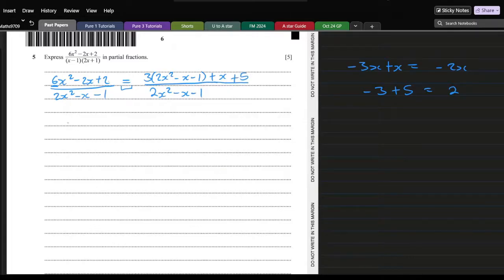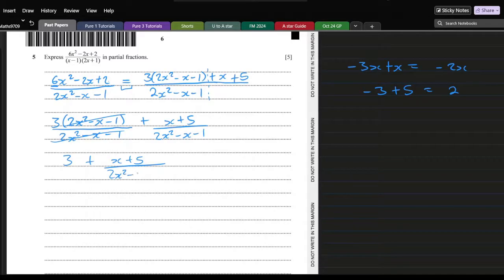Alright, so what this allows us to do is split the fraction over here. We've got 3 times (2x squared minus x minus 1) over 2x squared minus x minus 1, plus (x plus 5) over 2x squared minus x minus 1. And for this term we can cancel out and we have our constant, which is 3. So 3 plus (x plus 5) over 2x squared minus x minus 1.